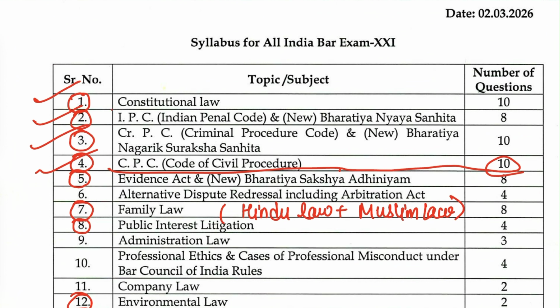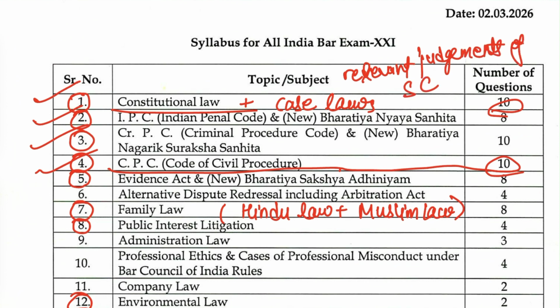In your constitutional law, that is also of 10 marks, with 1 mark for each question. But constitutional law is very wide. It not only includes the bare act, but also all the case laws and the relevant judgments of the Supreme Court, all the amendments, the preamble, major amendments, and most importantly, the year. The year is very important here.